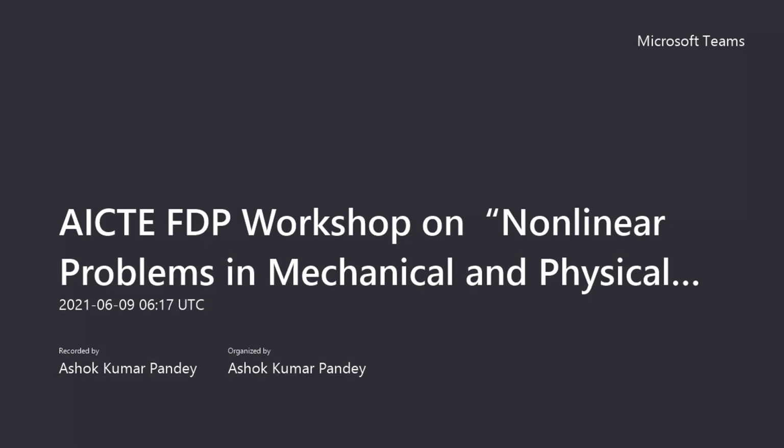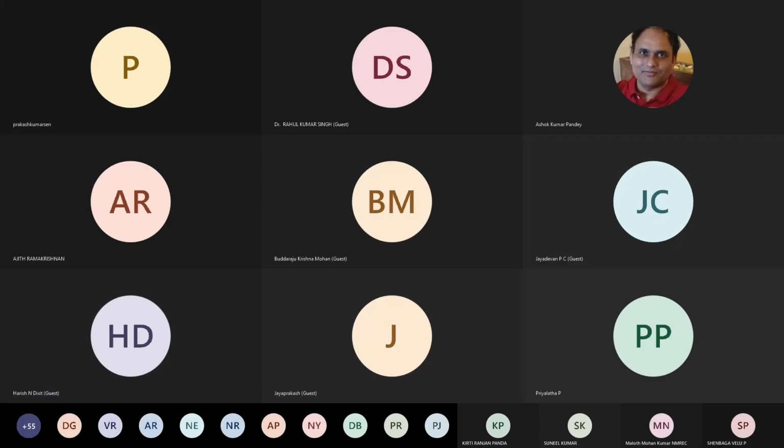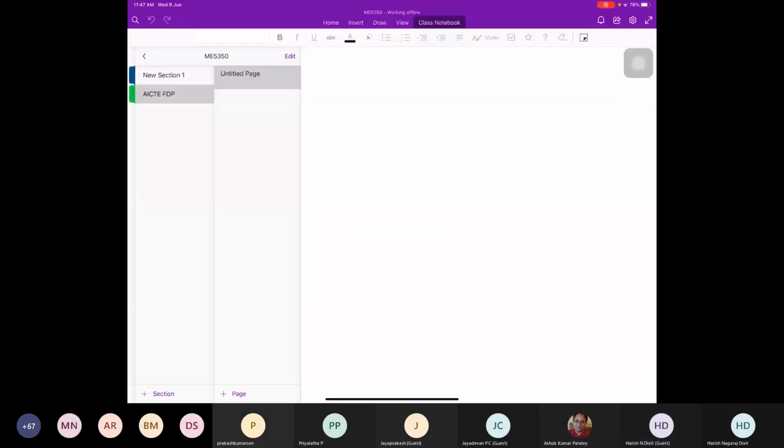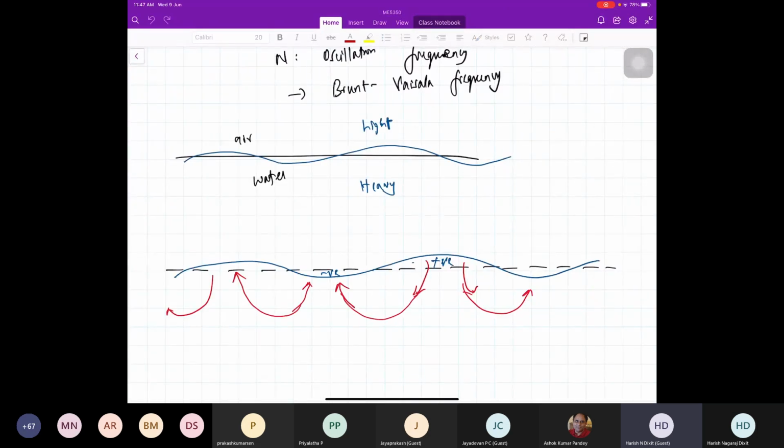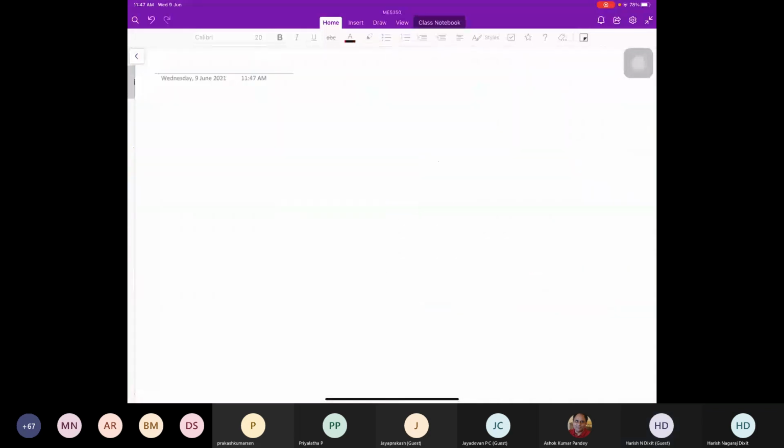So I will continue with my OneNote screen presentation. Okay, but since there's a second half and it'll appear as a separate recording, what I will do is I'll split this. I'll create a new PDF file.